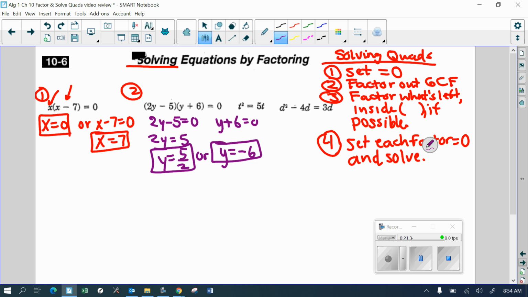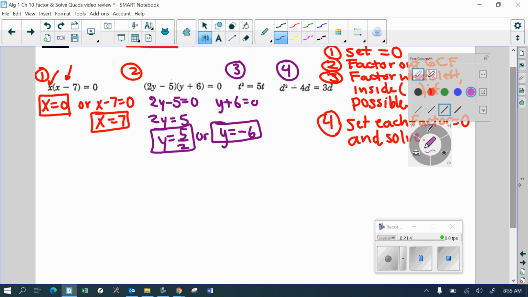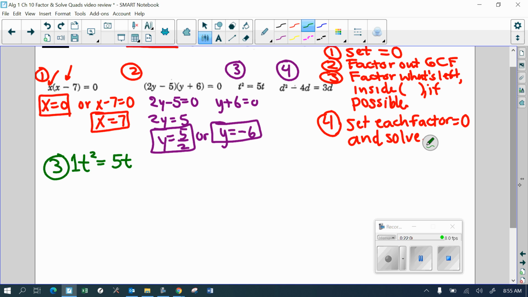Now number 3, we actually have to go through the 4 steps on 3 and 4. So I'm going to go ahead and rewrite it, so we have a little more room. T squared equals 5t. First step, set equal to 0. I always want my leading coefficient, my quadratic term, to be positive. So it's positive on the left side, so I'm going to move everything to the left side. T squared minus 5t equals 0. There's step 1.